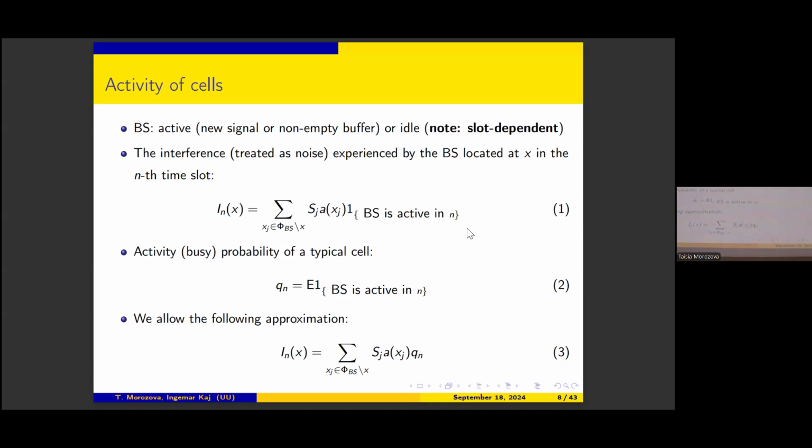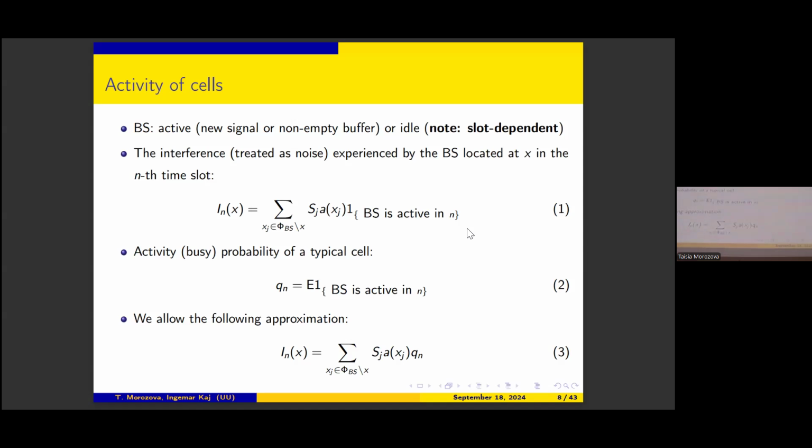So we define additionally this Qn. This parameter is the probability that an average base station is active. And then we basically just replace the indicator here with this thing. So now we get a new formula, like an approximated interference formula, where we have this Qn.